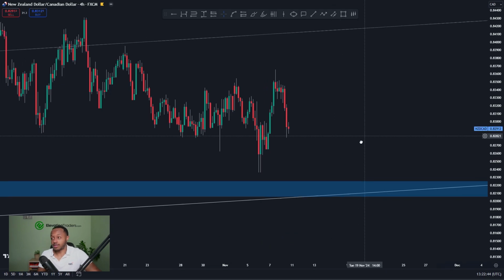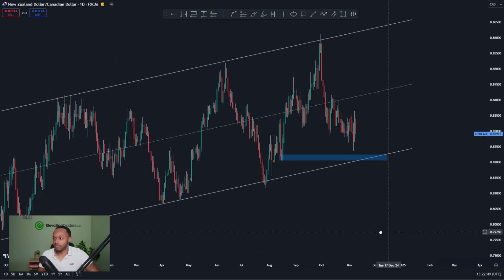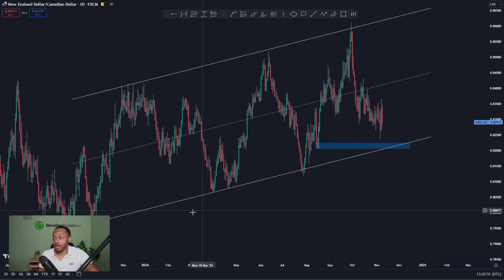Okay, so over to NZD CAD. So NZD CAD, I'm still looking for a bit more downside. Again, I've talked about this ascending channel on the daily time frame for a while. Price is making some really nice higher highs and higher lows. This is where I'm looking for price to get to before I decide whether we're looking for some really big longs or some big shorts.